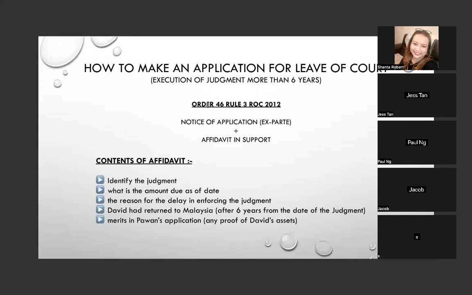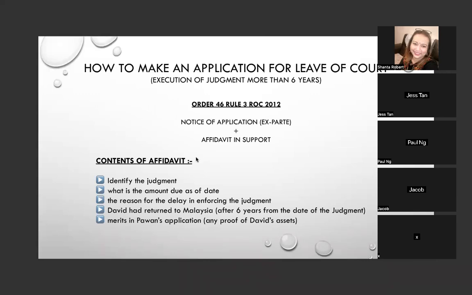So how do you make an application for leave of court when the execution of judgment is more than 6 years? You need to file a notice of application, which is an ex parte application, and you have to file it together with your affidavit in support.